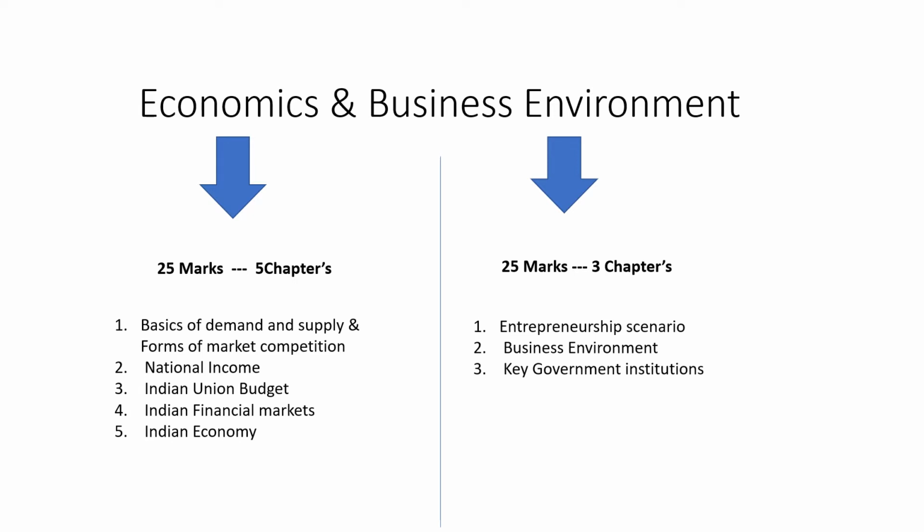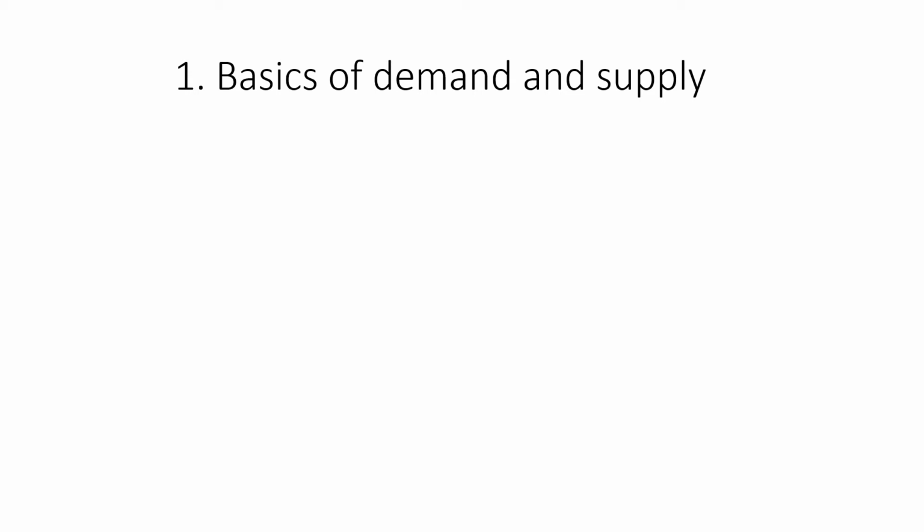In your business environment, if you look at the chapter, the first one is entrepreneurship scenario, second is business environment, third is key government institution. Okay, so let us move on to your first chapter, basic of demand and supply.